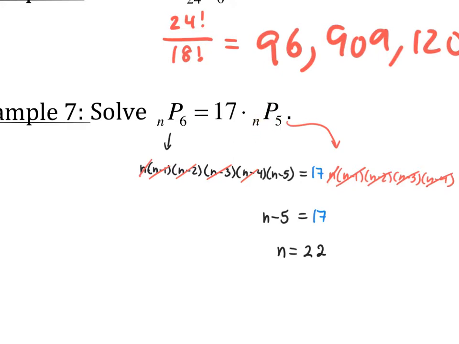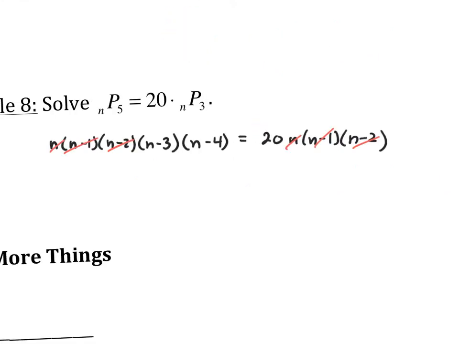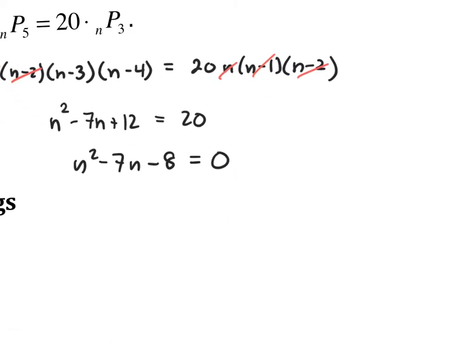And now we can just do a quick check with our calculator. We have it set up here. We see things that drop out. Now you can use your wonderful world of multiplying out here. So I get n squared minus 7n plus 12 equals 20. n squared minus 7n minus 8 equals 0. And now we're in a position to factor, quadratic formula, or some other method here.